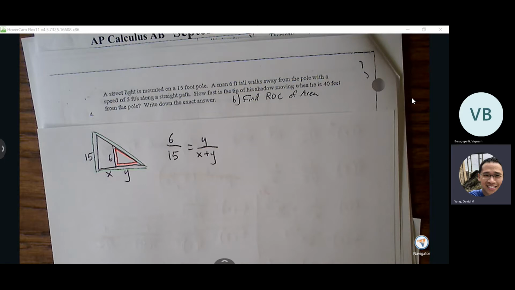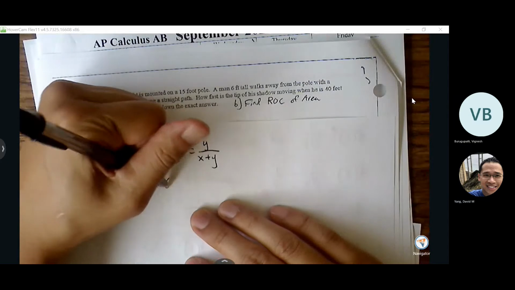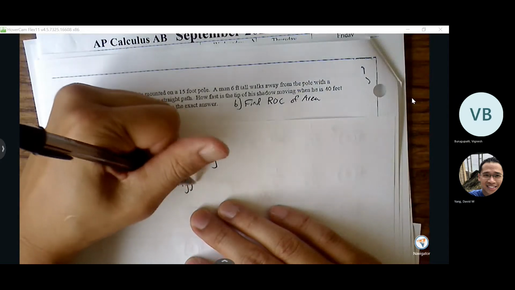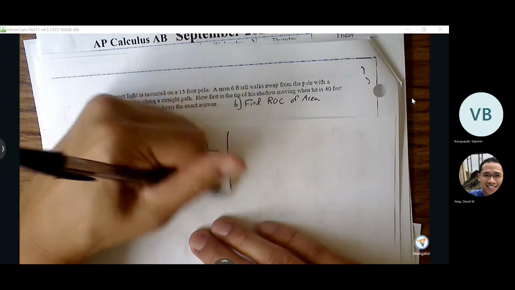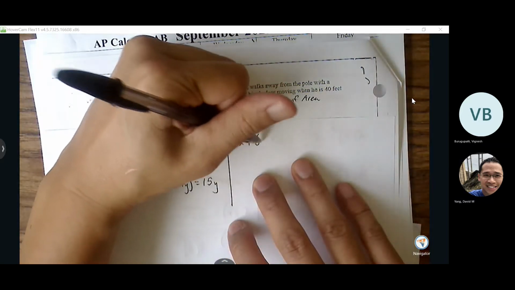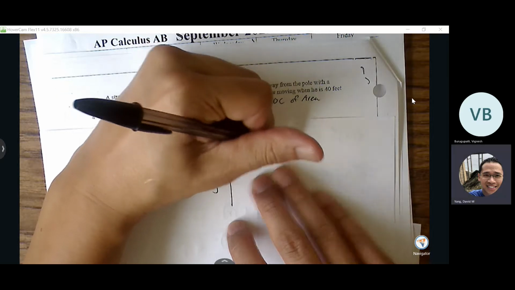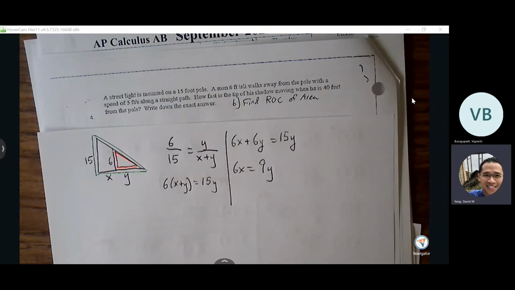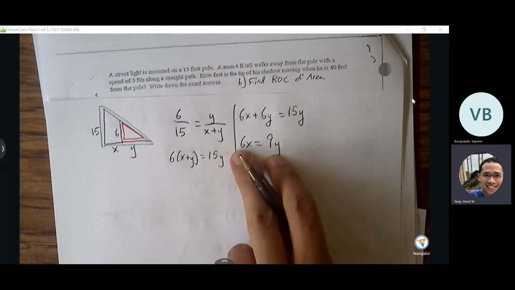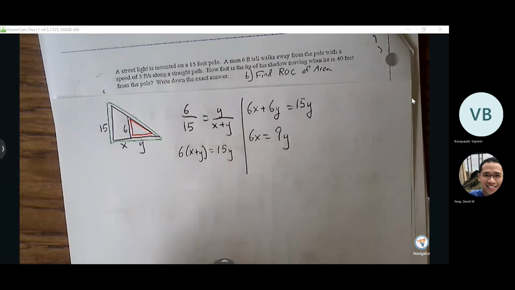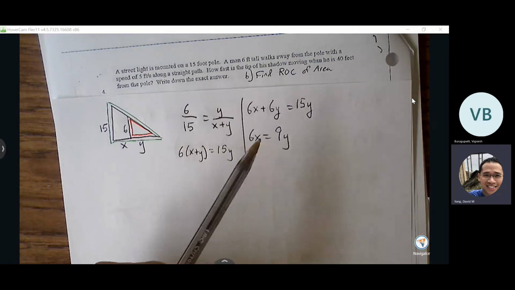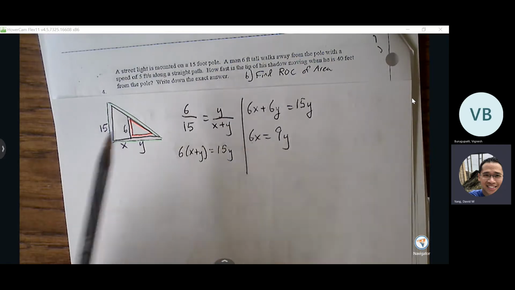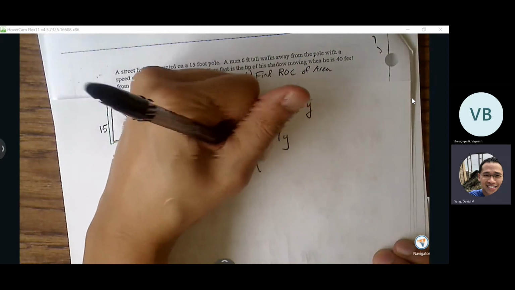Okay, cross multiply. Just get all of our equations, derivative out of the way here. Easy equation, should be an easy derivative as well. But we don't just want to say 6 equals 9, right? Time is always going to be kind of sticking around here. So 6 dx dt.